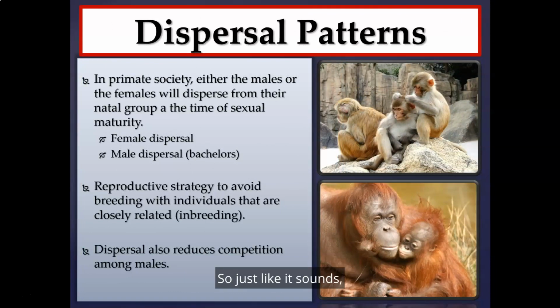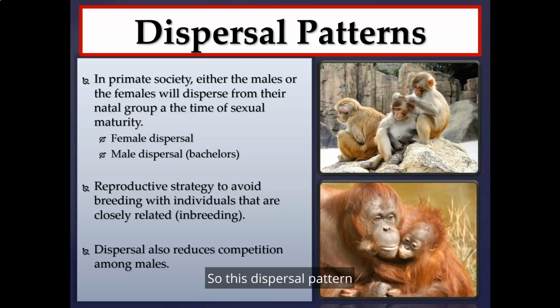So just like it sounds, female dispersal means that once the females hit sexual maturity, they will then migrate or disperse to another group that's not their natal group. And then male dispersal, we see a lot of this in the bachelor groups and the one male, multi-female groups. So that means once the males reach sexual maturity, they will then disperse or migrate to another group.